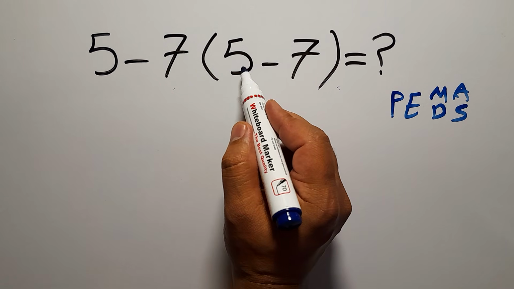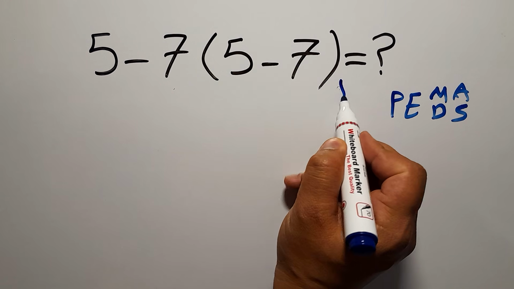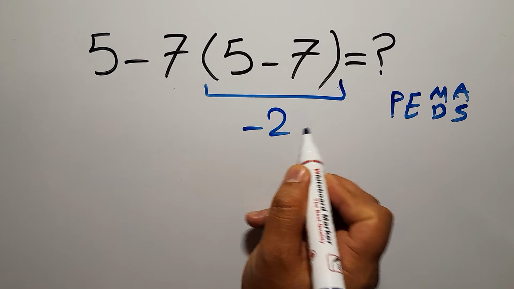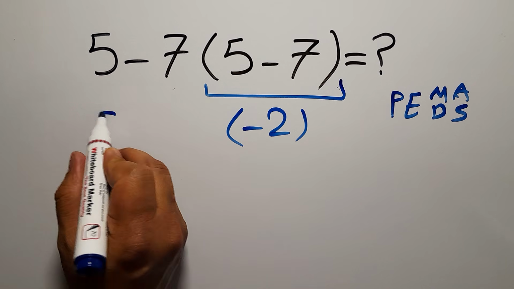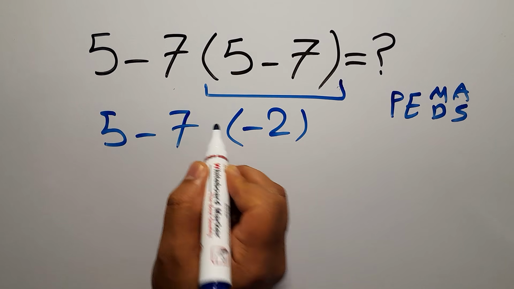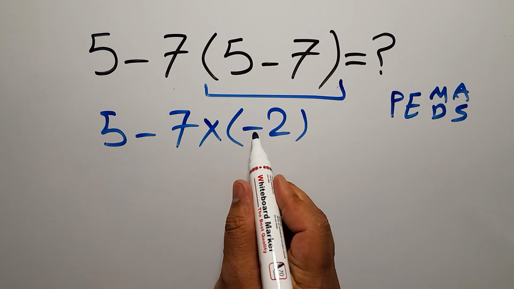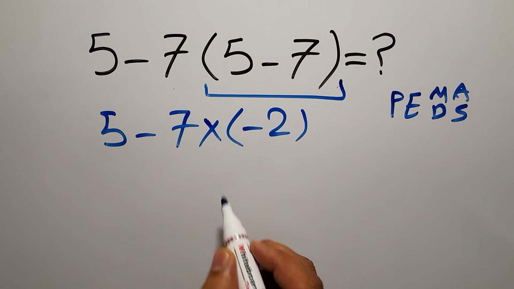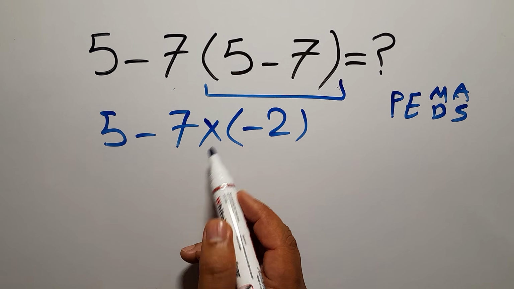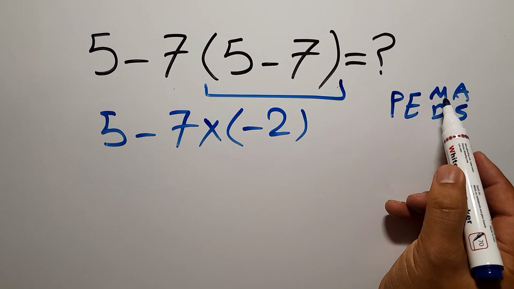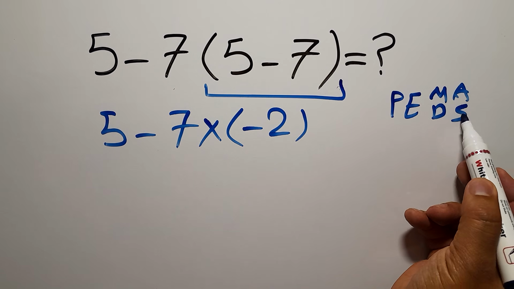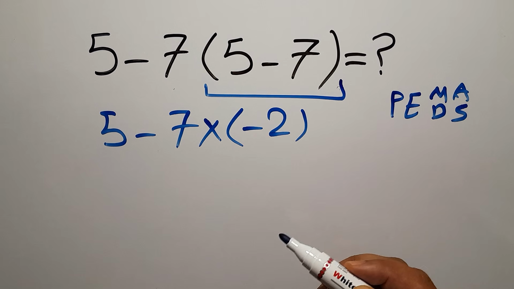Inside this parentheses, we have 5 minus 7, which equals negative 2. So we have 5 minus 7, then times negative 2. Now we have to do this multiplication because M comes before S in PEMDAS.